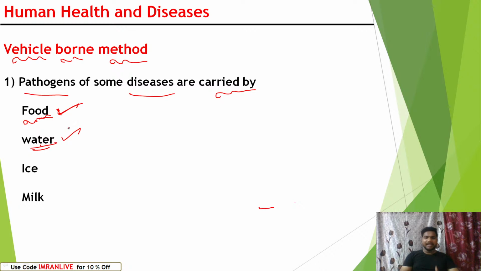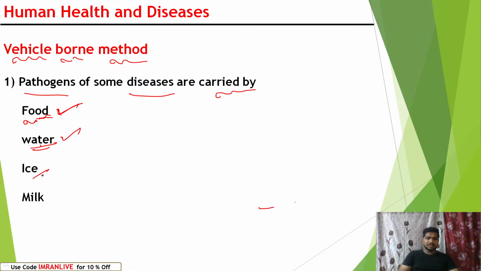Once we ingest the fungi, the bacteria will go inside the body. Then they start causing diseases in the human body. So that is the reason all doctors and elders advise us to boil the water before we drink. Boil the water, after boiling, make it cool. After cooling, then we can start drinking.